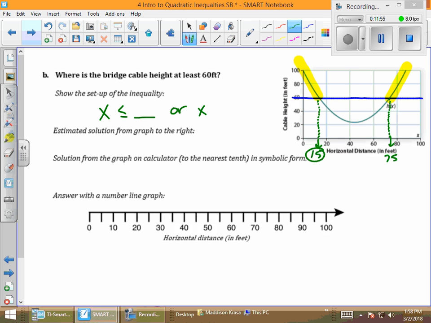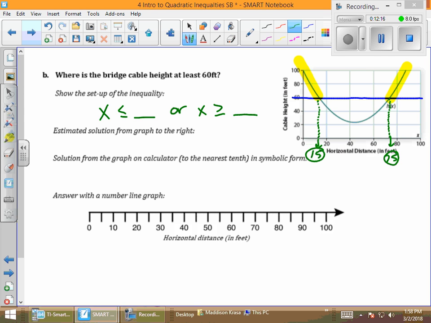Or, okay, and then over here, you're saying 75, but what are these numbers to the right where we're highlighted? Greater. They're greater than. So x is greater than or equal to some number. How do I know it's equal to? Because it says at least 60. It could be 60 or more.